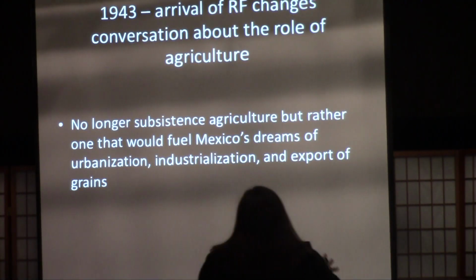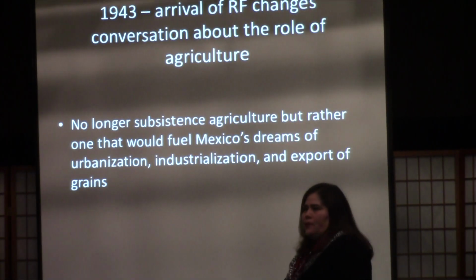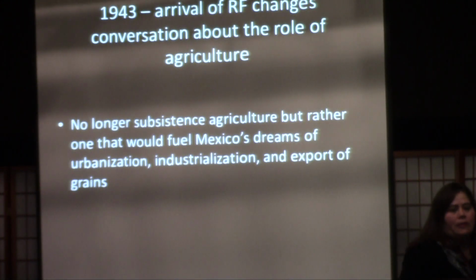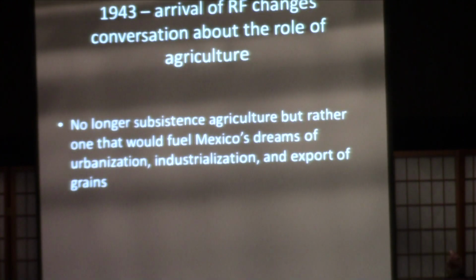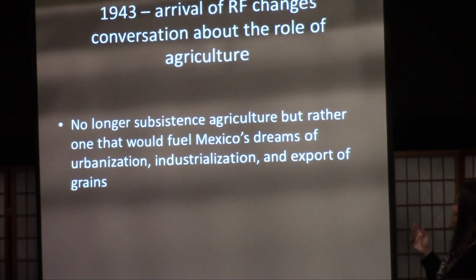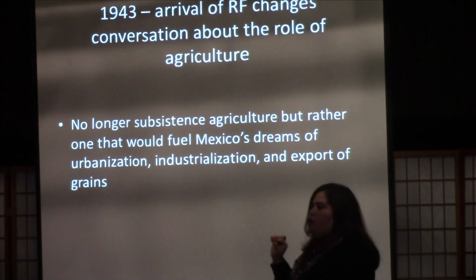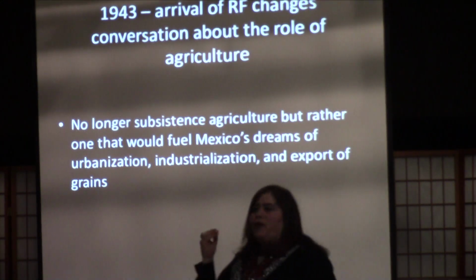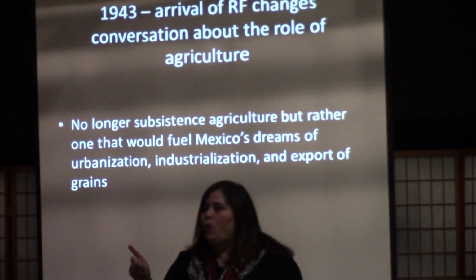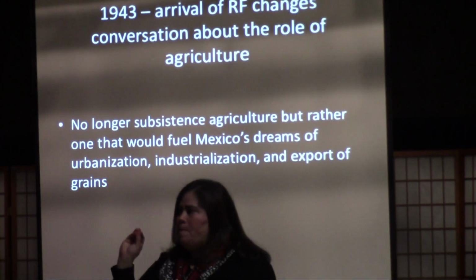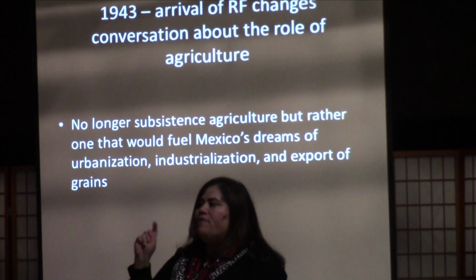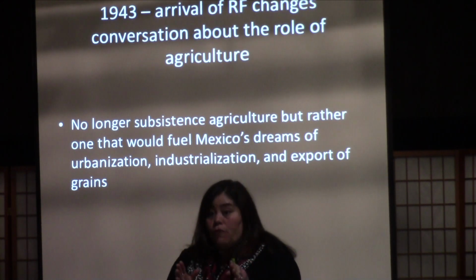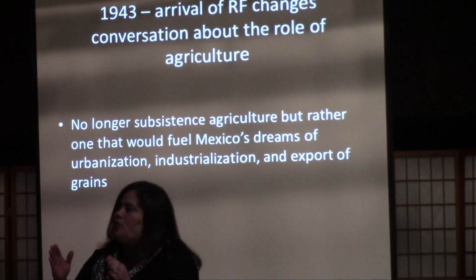And in 1943, when the Rockefeller Foundation arrives in Mexico, it completely changes how people speak about agriculture at this time. It's no longer a question of subsistence agriculture, but rather one that will fuel the dreams of urbanization, of industrialization, and export of grains. Not corn, which is Mexico's main product at the time, but of grains. So Mexico is going to shift from being a producer of corn to being a producer of wheat.